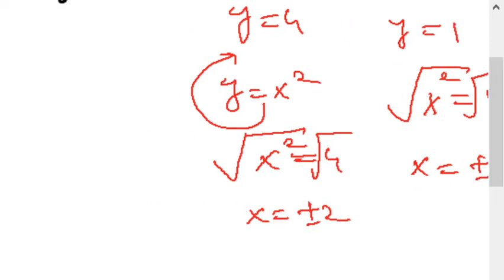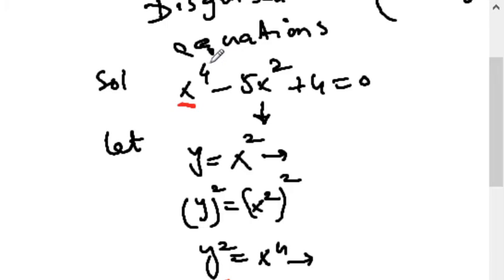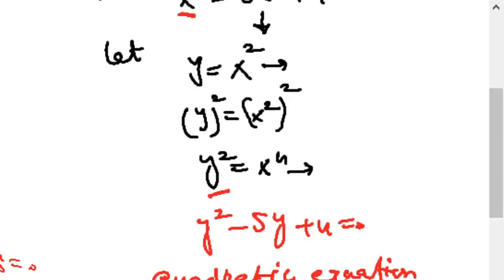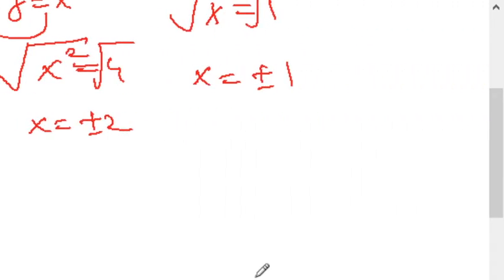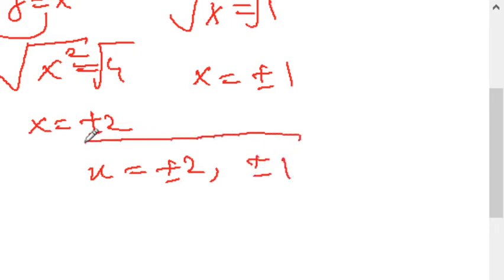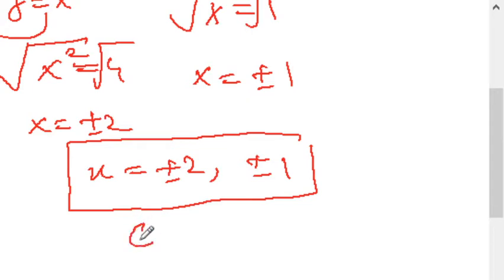Now look at one thing here, which is a very important thing. What was the power of x? The power of x was 4. How many solutions should we get? We should get 4 solutions. So x is plus minus 2 and x is plus minus 1. So these are the 4 solutions for x. That is the end of the question.